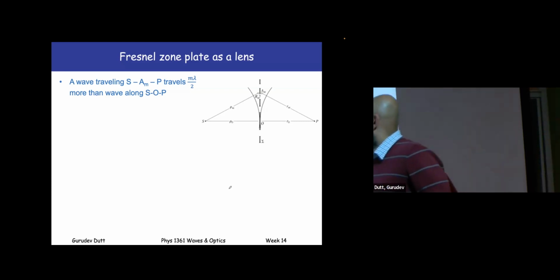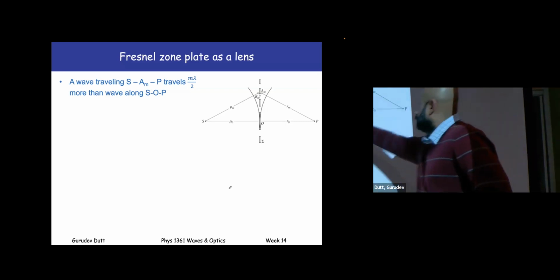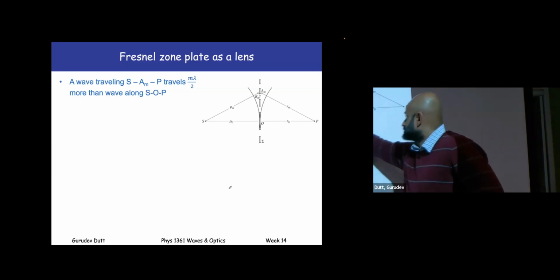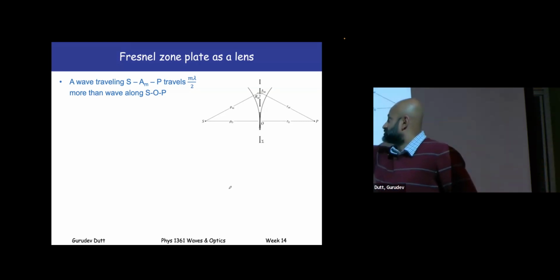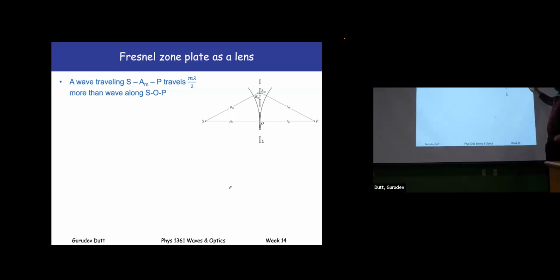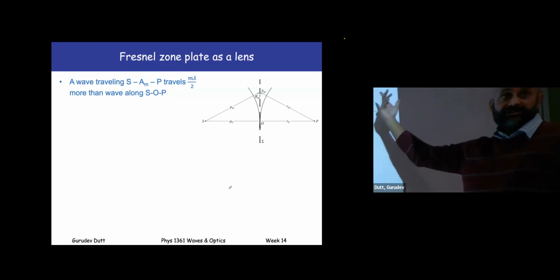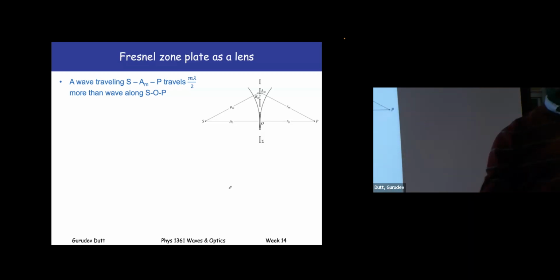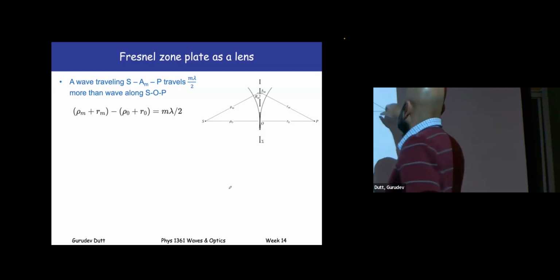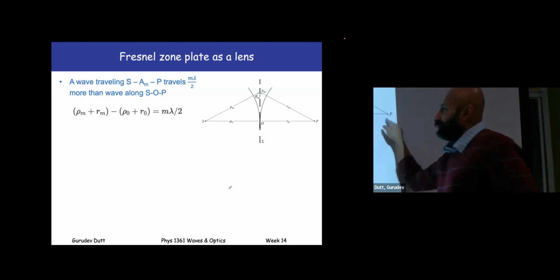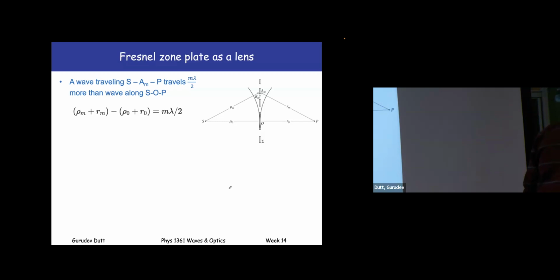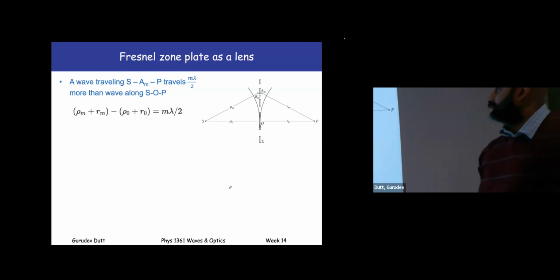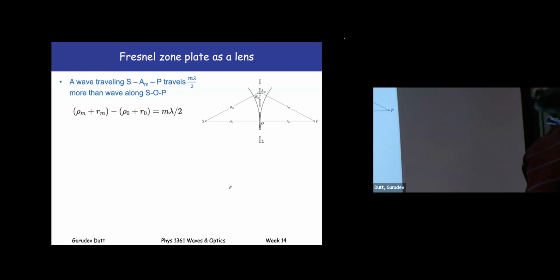Well, suppose we have a wave. Normally the unobstructed wave would go from the point S to the point P using this distance rho naught and R naught. But now by construction, we have made sure that the wave that travels from S to P along this other path differs from the direct path by the distance lambda over 2, or m lambda over 2 in this case for the mth Fresnel zone. So rho m plus Rm minus the direct path, rho naught plus R naught, must equal m lambda over 2.